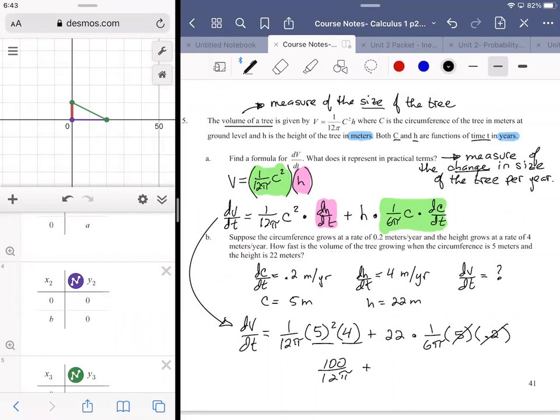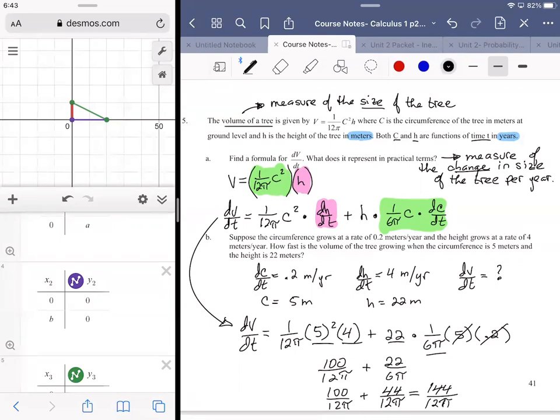plus, well, this would be 22 over 6 pi. I mean, that's fine. I can just pop that in if I want. But 22 over 6 pi, if I get a common denominator, would be 44 over 12 pi, hence the common denominator. All right, so 144 over 12 pi.